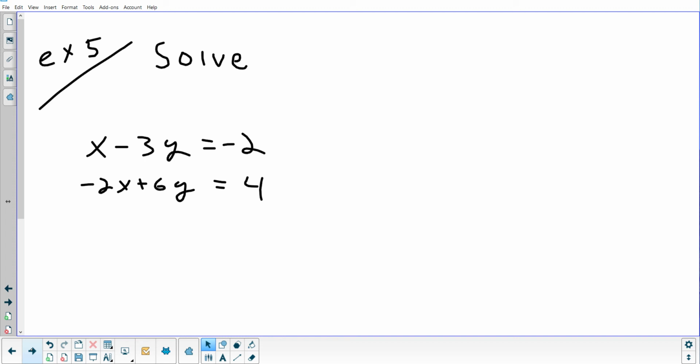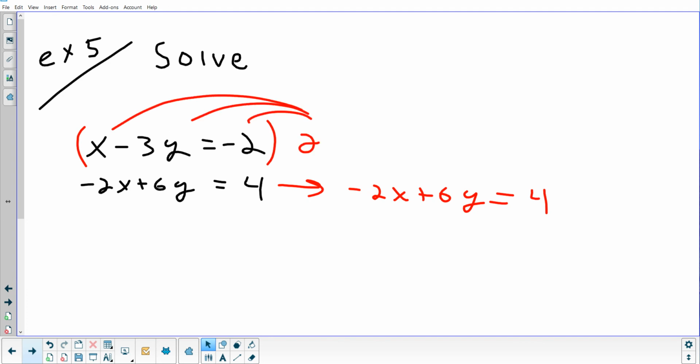All right, what coefficients do we want to try to get the same this time? The y's? Okay. What's the least common multiple between 3 and 6? 6. So the bottom one can stay the same. Well, the bottom one has a 6. We want the top to have a negative 6. So what would you multiply by? 2. And what do you get when you multiply by 2? 2x. What'd you say? Minus 6y.